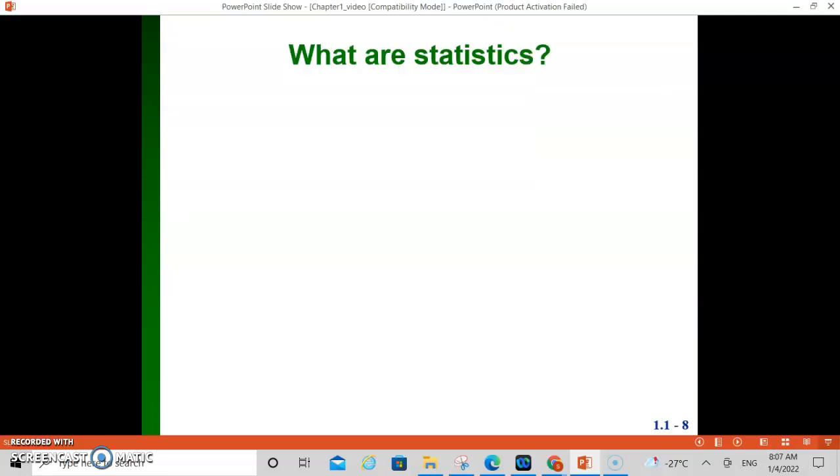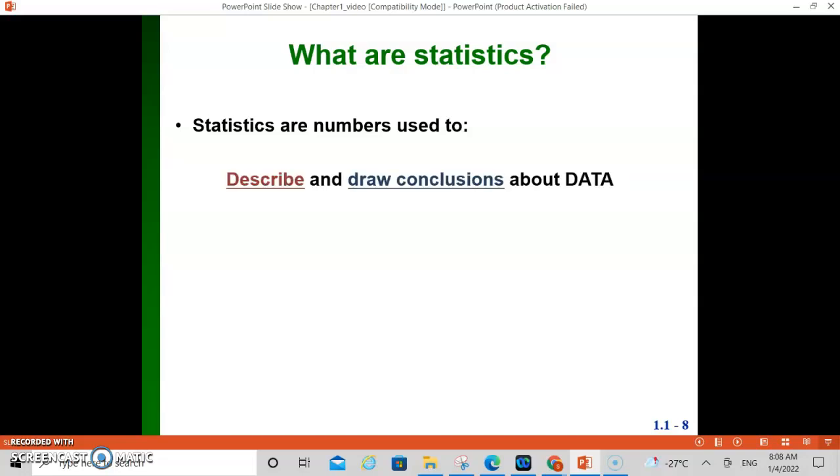What are statistics? What does statistics mean? Stats always means numbers. So you have to use numbers to represent or describe and draw conclusions about the data. After you collect data, sometimes you can put them into a table or a graph, or sometimes you can draw some conclusions, right? With your common sense, you can decide whether this is right or not, and how you can give the conclusion based on your data. So that's the reason you have to study statistics.